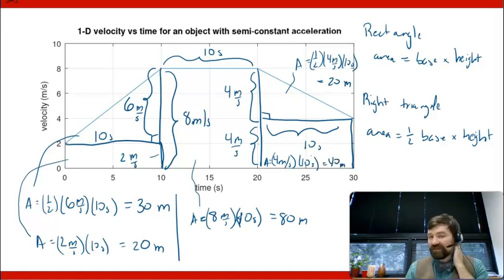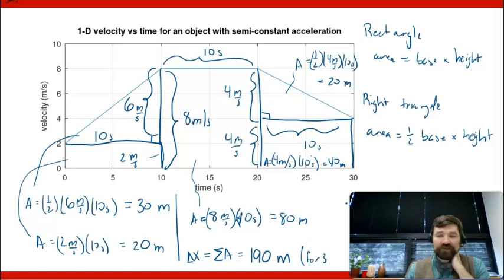So if I want to find the total displacement for 30 seconds, I just add all these areas up. So delta x would essentially be the sum of all these areas. So 30 plus 20 is 50, plus 80 is 130, plus 20 is 150, plus 40 is 190. So we expect it to be 190 meters for the first 30 seconds. Okay?